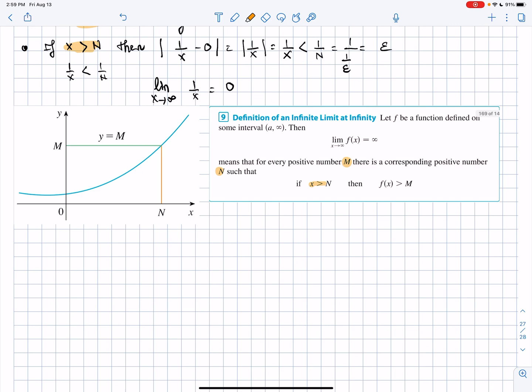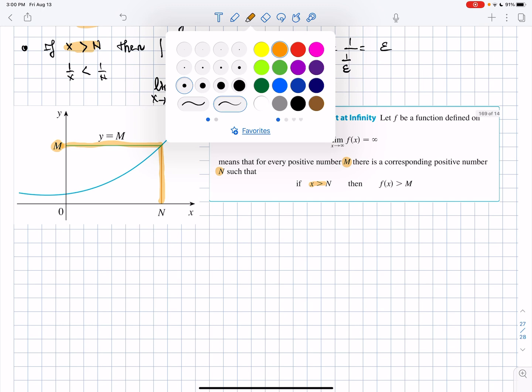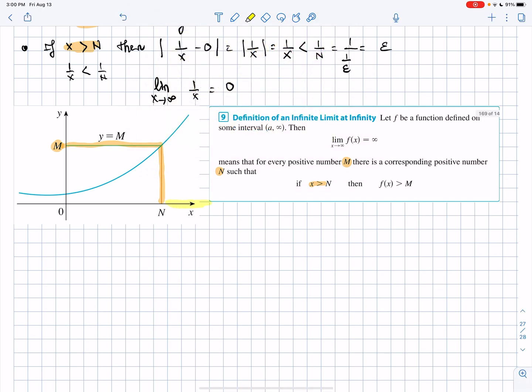Now let's look at the picture. We have the function f of x in blue, and we pick a value M on the y axis, and then we map back to the function to get the value N. The definition says that if the x value, in yellow, is greater than N, then for sure when we map back to the function, we will have a value of f of x, which is the y part, greater than M. Then the function f of x will approach infinity as x approaches infinity.